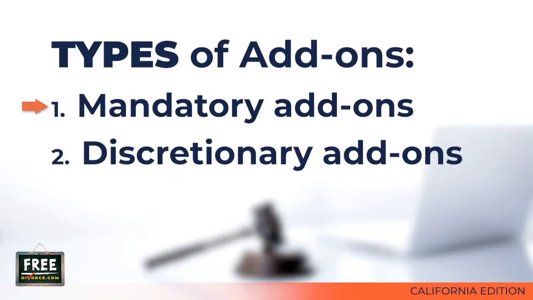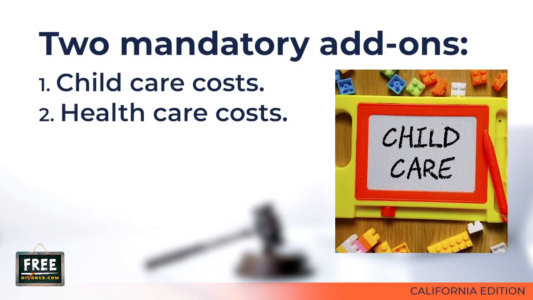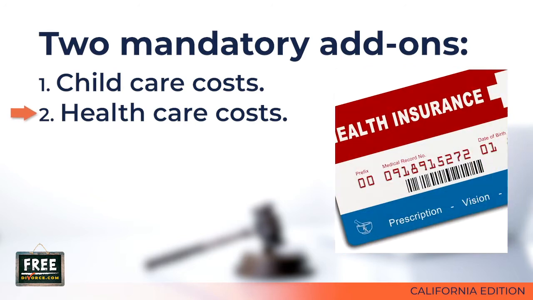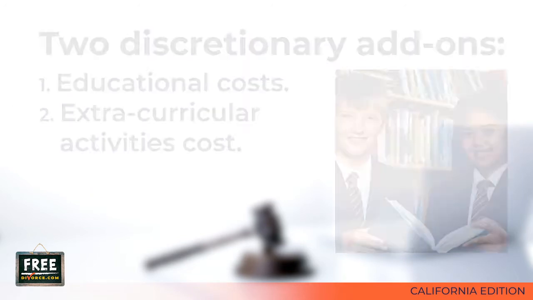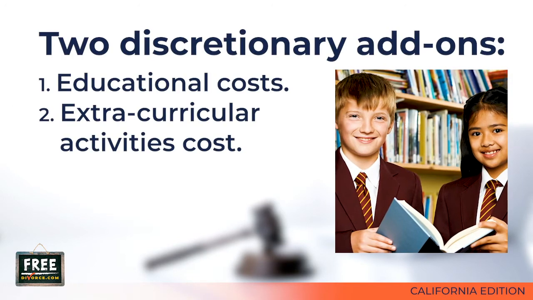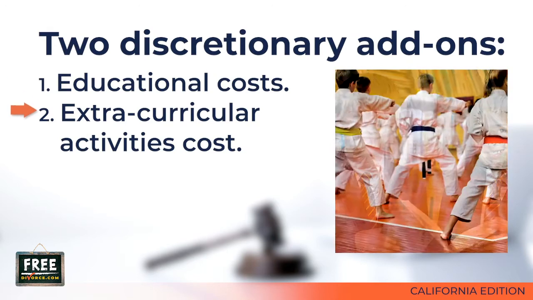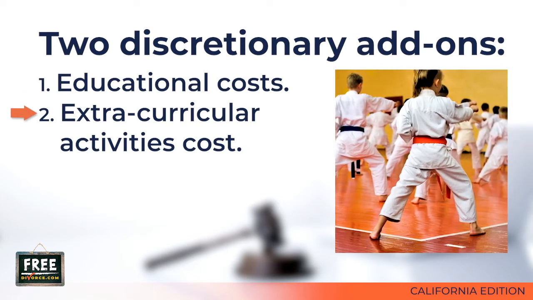What are the two types of add-ons? You have mandatory add-ons and discretionary add-ons. You have two mandatory add-ons consisting of childcare costs and healthcare costs. You have two discretionary add-ons consisting of educational costs and the cost of extracurricular activities.